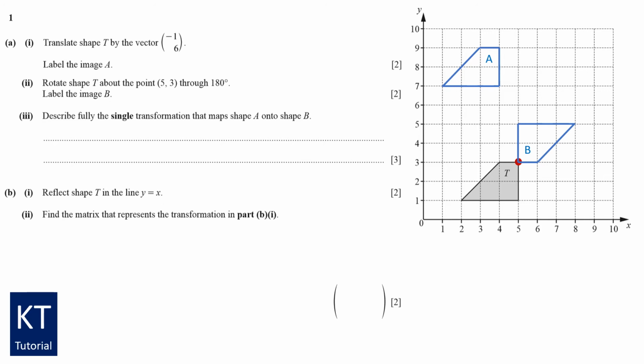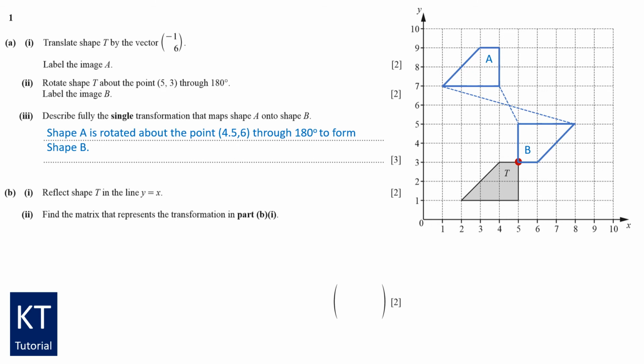Next, describe fully the single transformation that maps shape A onto shape B. Start by drawing two lines, each joining identical corners of the image being transformed. The intersect of the lines should tell us that shape A is being rotated about the point (4, 5) through 180 degrees to form shape B.